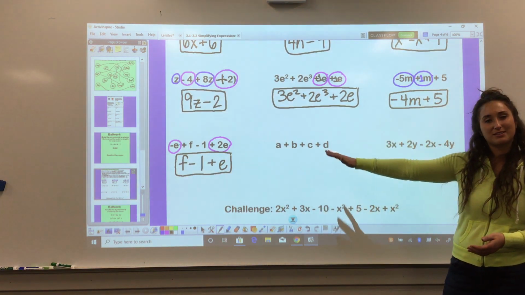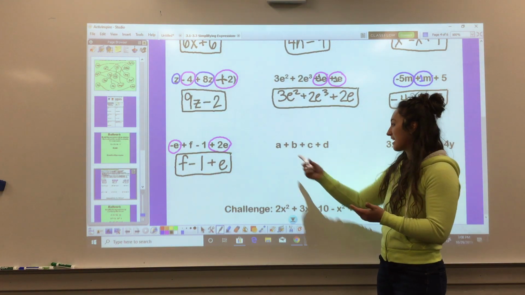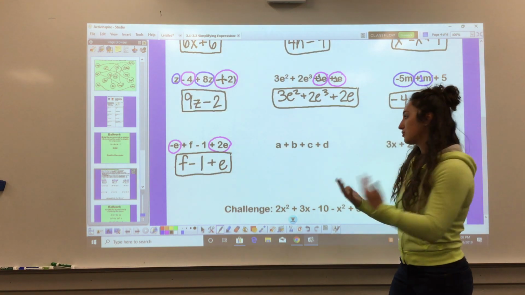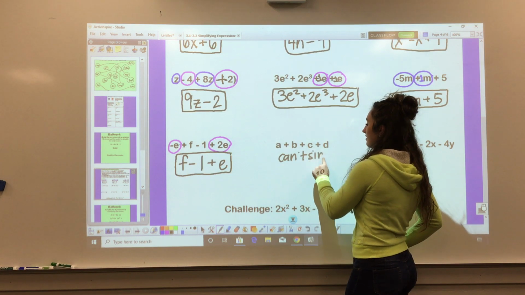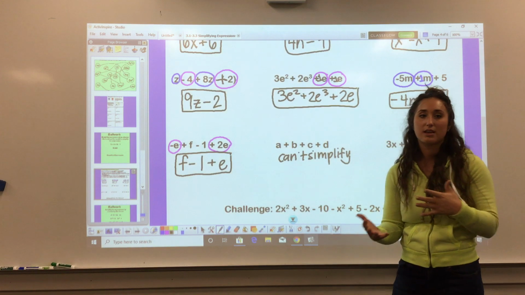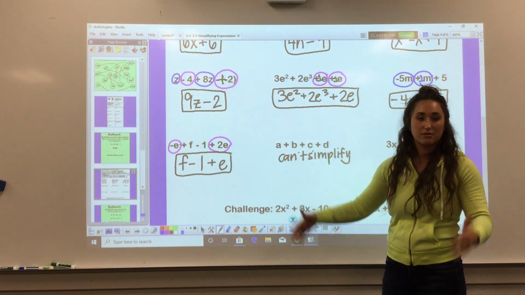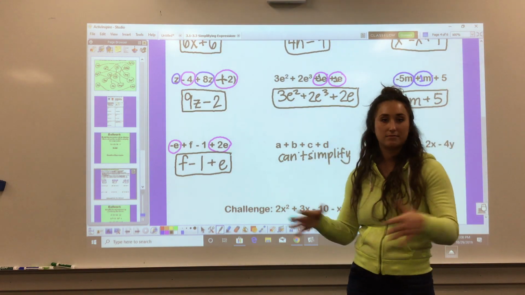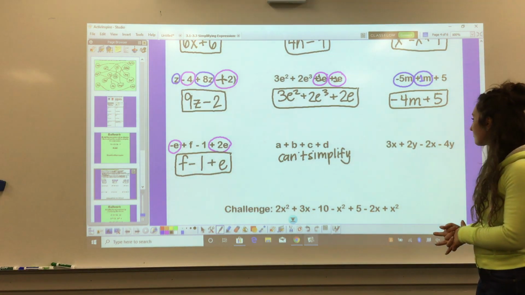Hopefully this one is not a trick problem, but hopefully you realize that none of these are alike, so there's nothing to combine, so I can't simplify this. Or you could say it's already in simplest form, or you could just copy it down, but A plus B plus C plus D is as simple as it gets. You can't do any combining there.